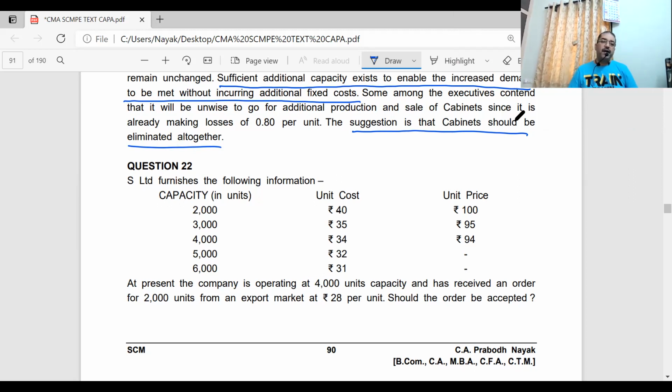At present, it is operating at 4,000 units. You have received an order for additional 2,000 units. But that additional 2,000 units you are not able to sell at a high price. You will be able to sell only at 28 rupees.